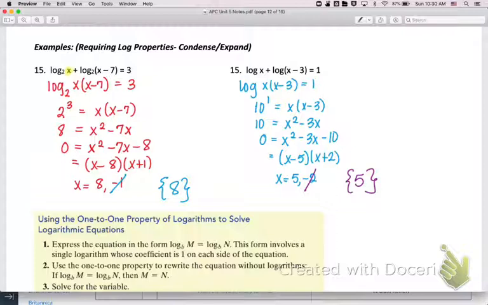Now remember, it's not always going to be addition. If I had log of x minus log of x minus 3, then that would be the log of x over x minus 3, and then you're working with rational equations, which we also know how to do, but just remember you're going to have to be able to go with either of those cases.